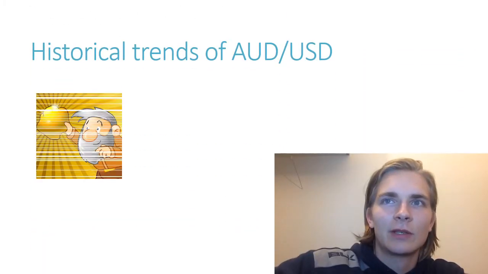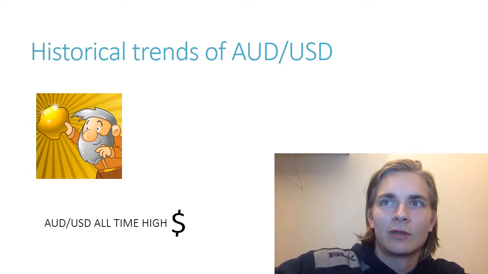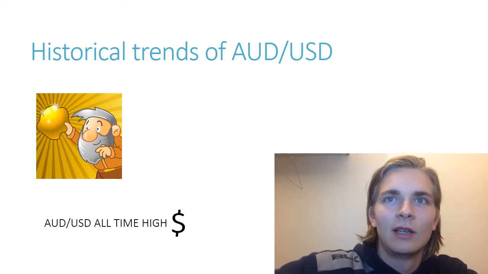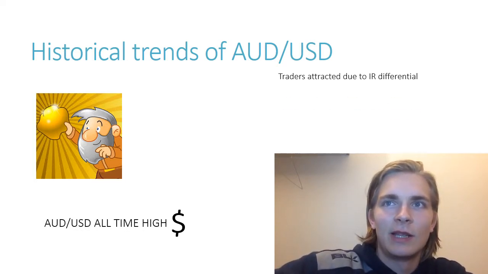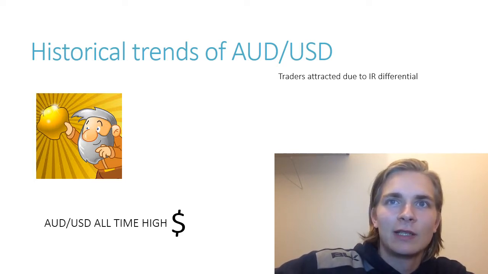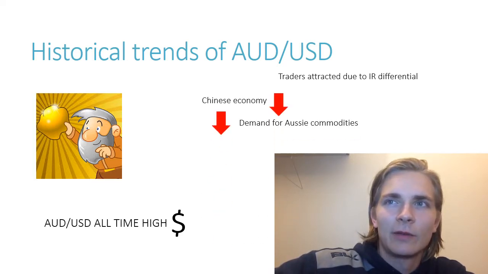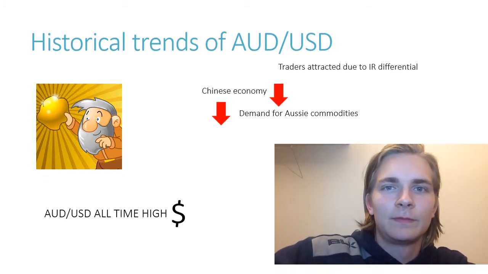After the mining boom in Australia brought the Australian dollar to an all-time high against the US dollar, traders were frequently attracted by the interest rate differential between the currency pair. However, recently, as the economic growth of China slowly decreases, the demand for Australian commodities falls too, thus creating a more skeptical future for Australia's financial prospects.